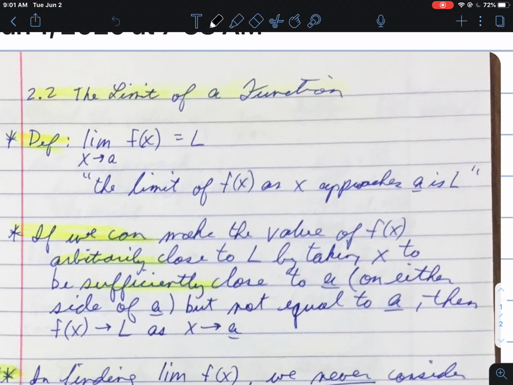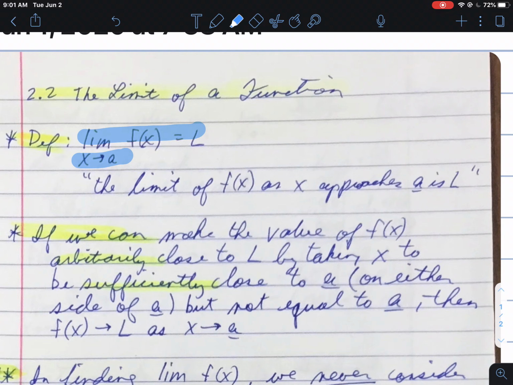All right. So the limit of a function, our main notation or terminology: we say that the limit of f of x as x approaches a is L. Again, I want to be clear on the different parts of this statement. So the limit as x approaches a. What is a? A is a specific x value.